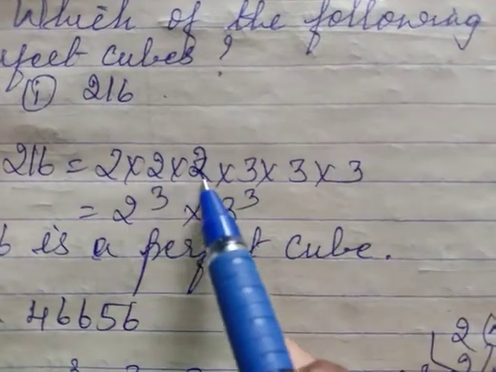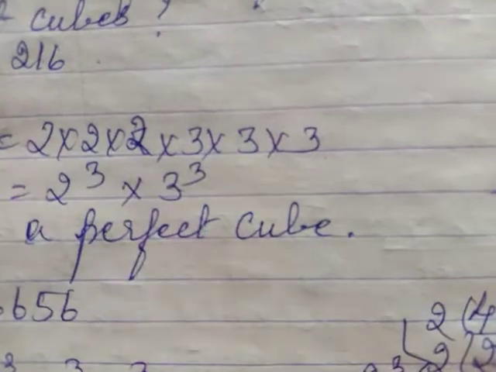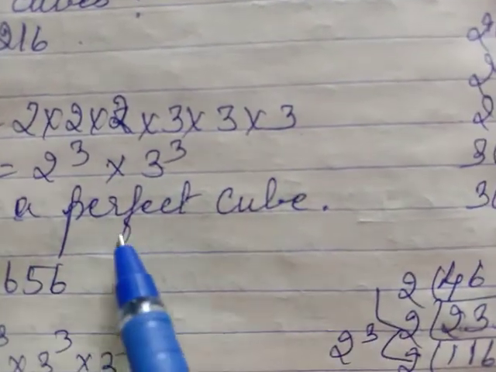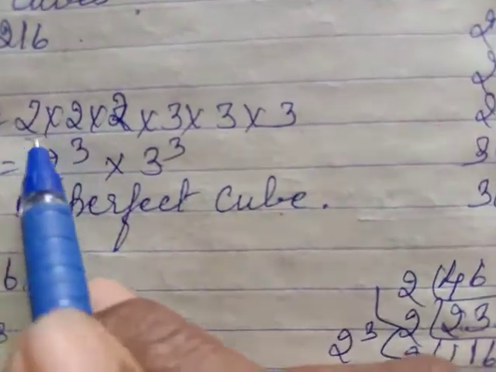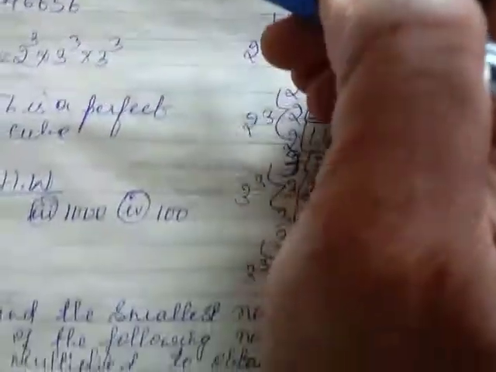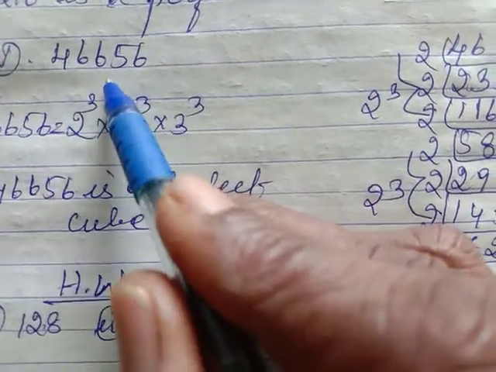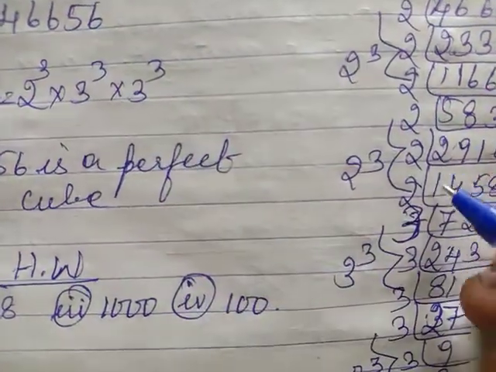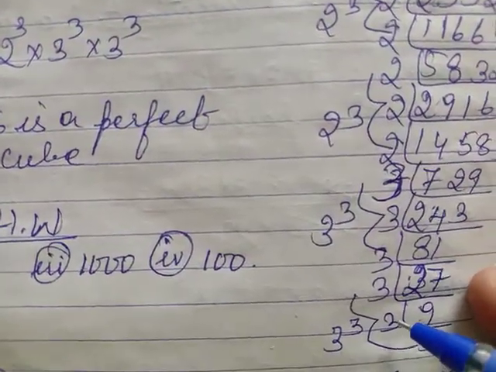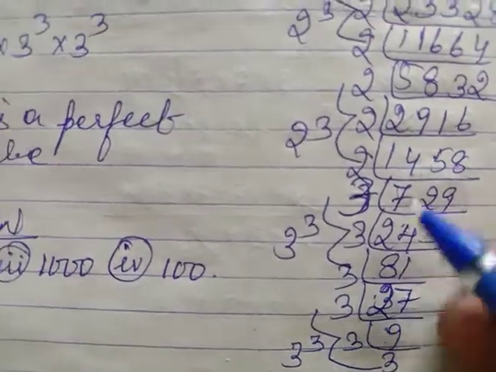After factorizing 216 you will get 2 into 2 into 2 into 3 into 3 into 3, then 2 cube into 3 cube. So therefore 216 is a perfect cube since we have two perfect sets. So it is a cubic number or perfect cube. Now next, the fifth one I have solved here. 46,656, factorize. When you factorize, only then will you come to know whether it is a perfect cube or not. That is why we factorize.